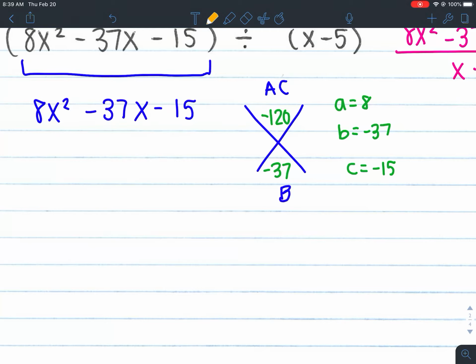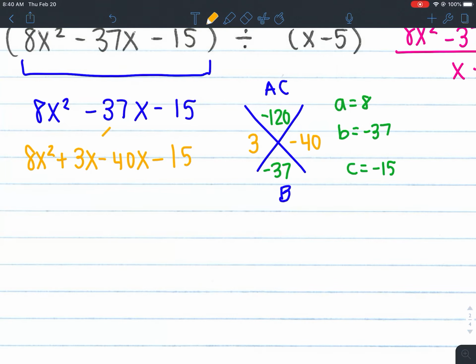All right, I'm just going to use a calculator trick that we learned that one time. So negative 120 divided by x, plus x. All right, so I got 3 and negative 40. So 3 and negative 40 multiply to make negative 120, but they add to make negative 37. So we have 8x squared plus 3x minus 40x minus 37. Not minus 37, minus 15.